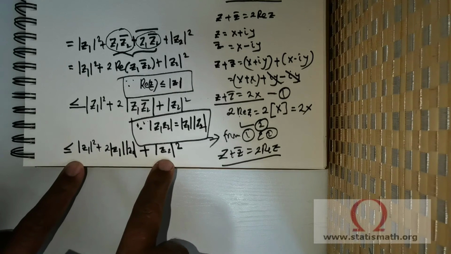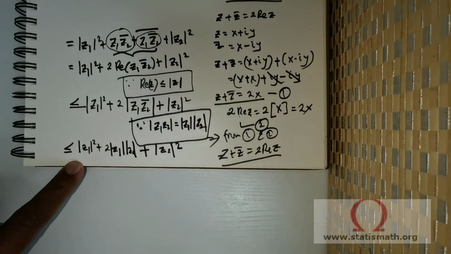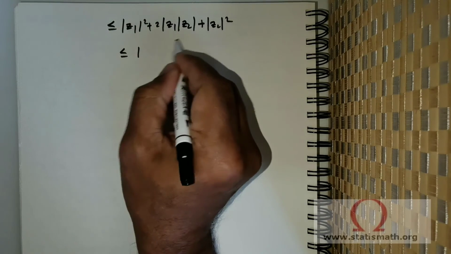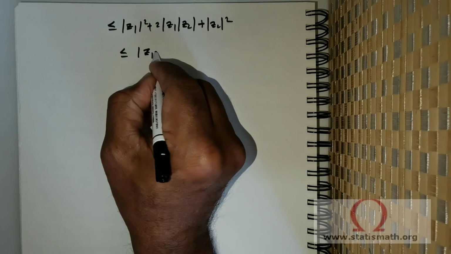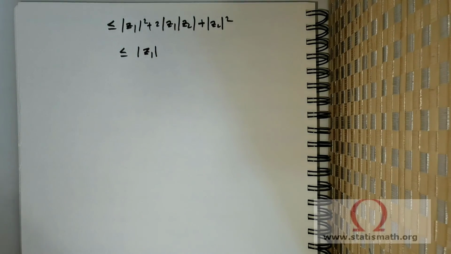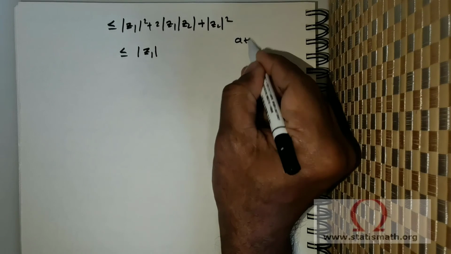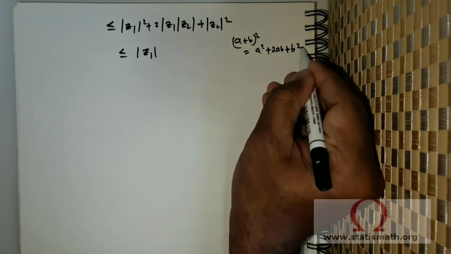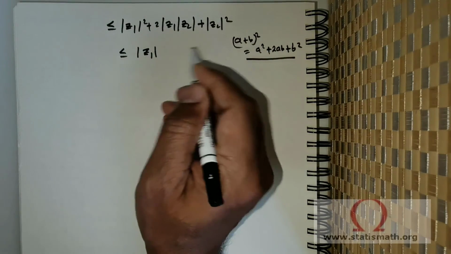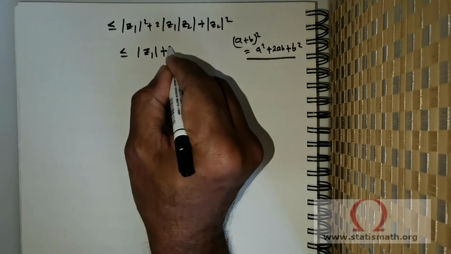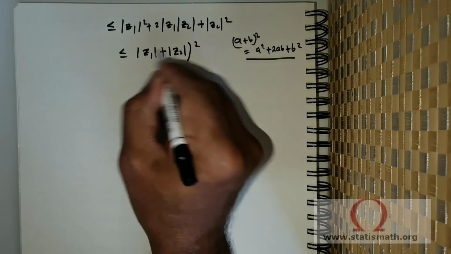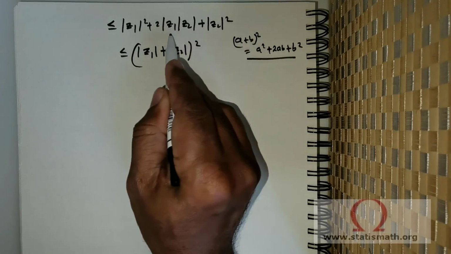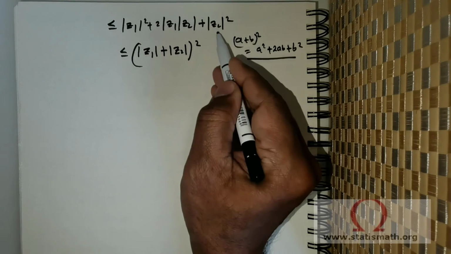But what is this? This is actually (a + b) whole squared. So let us do that. So this is equivalent to, less than or equal to, modulus of z1. As I mentioned to you, this is (a + b) whole squared, right? We know that (a + b) whole squared is a squared + 2ab + b squared. So I will be using this result. This is going to be (modulus of z1 + modulus of z2) squared. When we square this, we get the terms modulus of z1 squared + 2 times modulus of z1 times modulus of z2 followed by modulus of z2 squared.